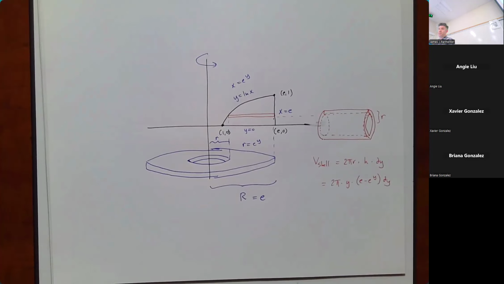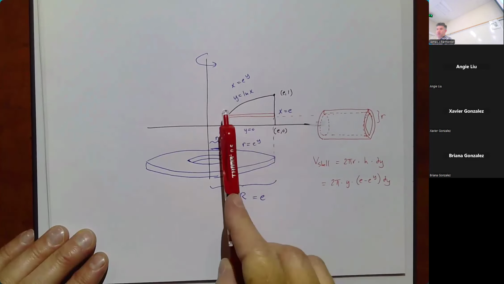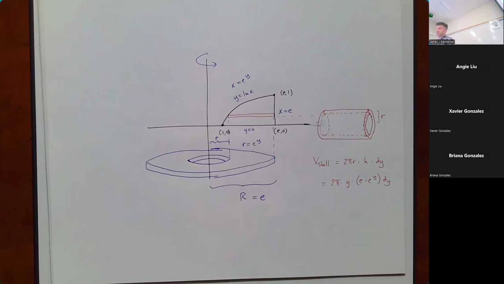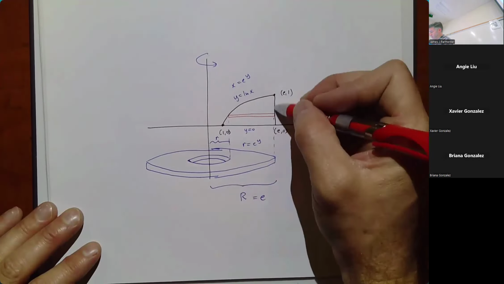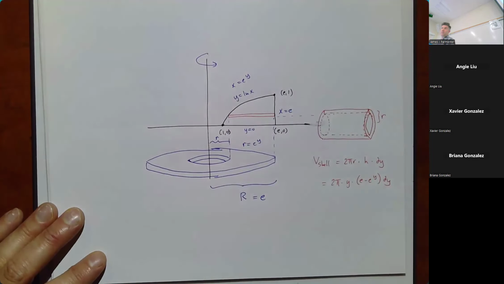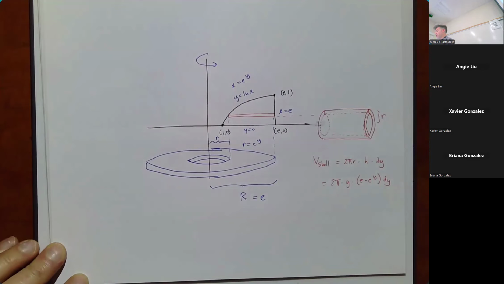Right minus the left. Bigger minus smaller. Bigger x value minus smaller x value. So e minus e to the y. The right function is x equal to e. The left function is x equal to e to the y. Okay, let's continue on.